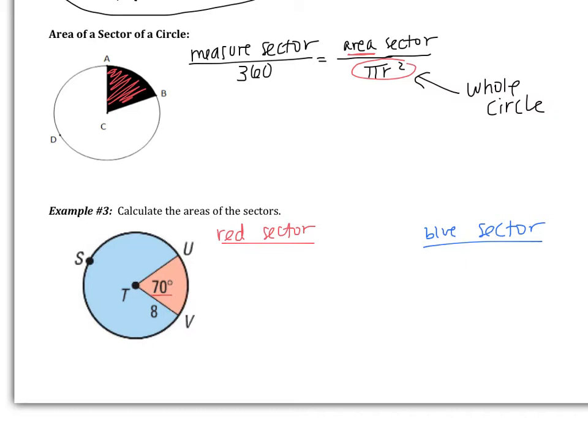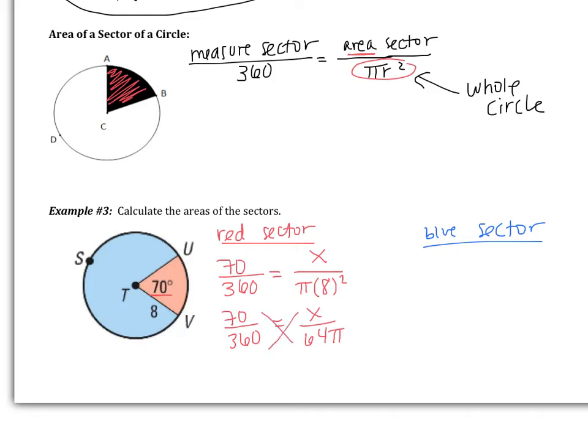Now, my sector is 70 degrees, so it's going to be 70 out of 360 equals the area of the sector. I don't know that. That's what I'm solving for. So x over pi r squared. In this case, our radius is 8. So this becomes 70 over 360 equals x over 8 squared, which is 64 pi.